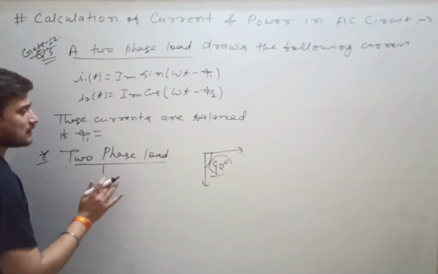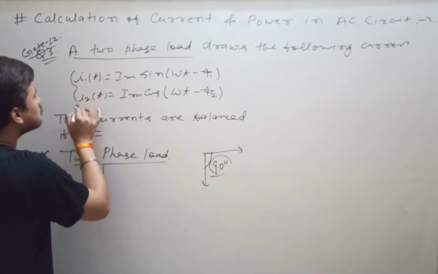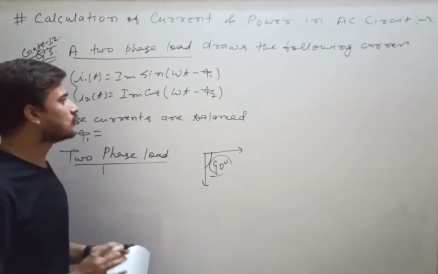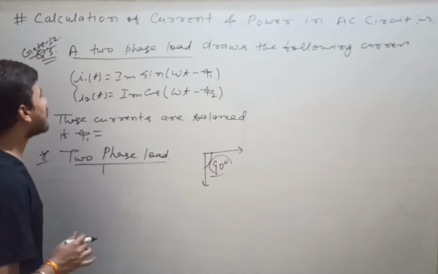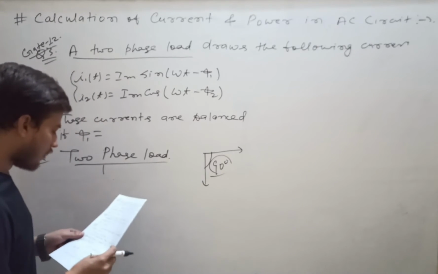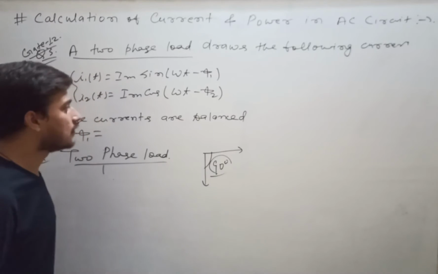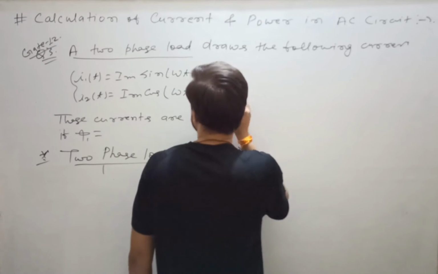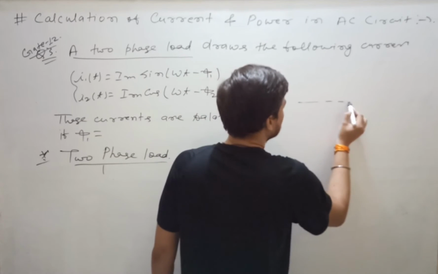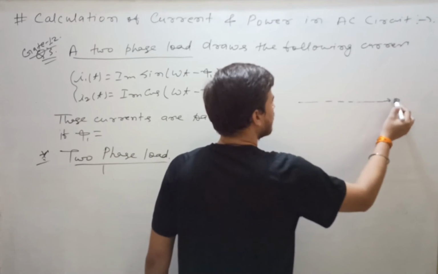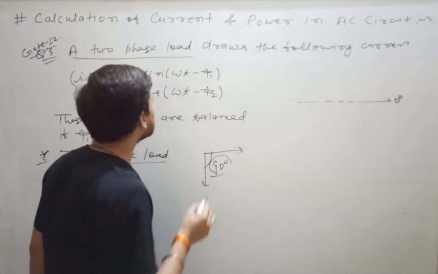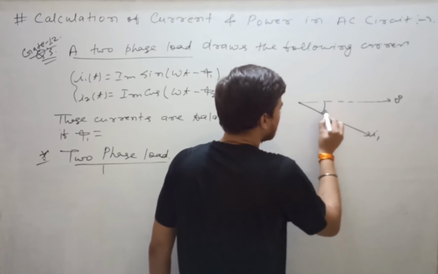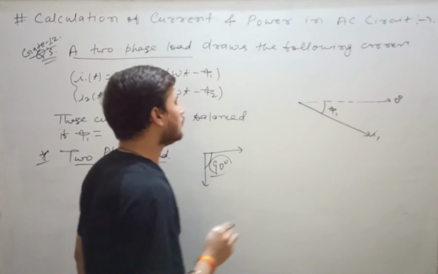So the angle between I1 and I2 should be 90 degree. Clear. Now we have to write the relation between phi1 and phi2. So come to the solution, draw the phasor diagram. Suppose this is your horizontal axis, 0 degree angle. Now I1 is Im sin(omega t minus phi1), so I1 is at the angle of minus phi1, that means below 0 degree.